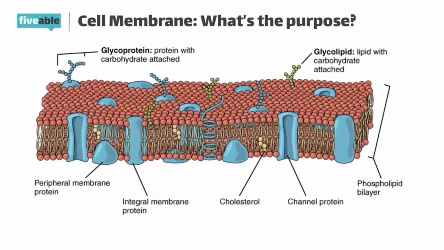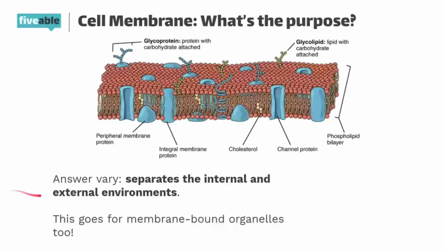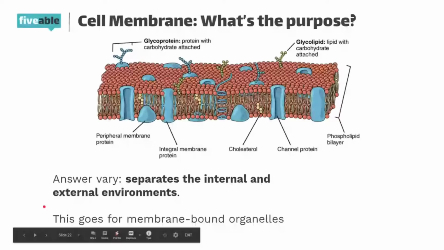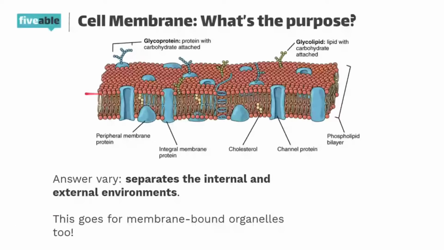But in the most basic sense, what a cell membrane does is give you two environments, an internal and an external. And this is something students don't think about much, but this goes for your membrane-bound organelles too. If we're talking about a vesicle or a lysosome, or anything like that, that's a membrane-bound organelle, so it has phospholipids and a bilayer as well. So that's just something to think about if you haven't yet.